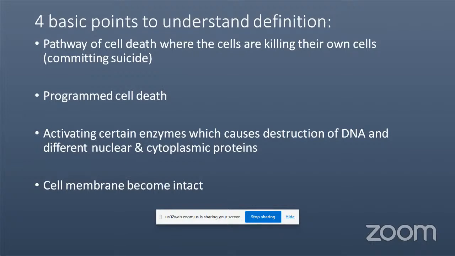First is a pathway of cell death, where the cells kill their own cells, that is, committing suicide. Next is programmed cell death. Then activating certain enzymes which cause destruction of DNA and different nuclear and cytoplasmic proteins. The next one is that the cell membrane remains intact. These are the 4 basic points to understand the definition.